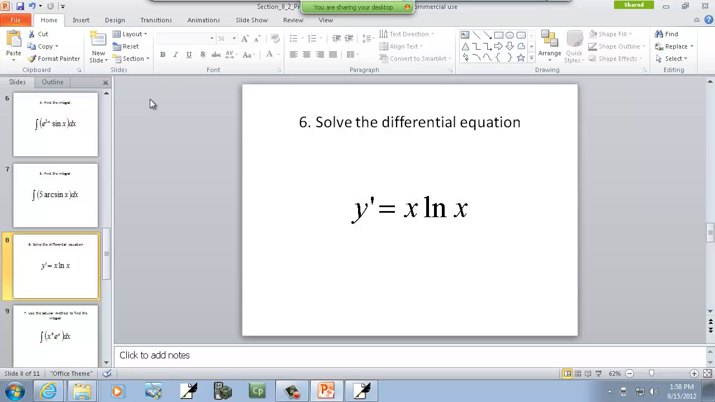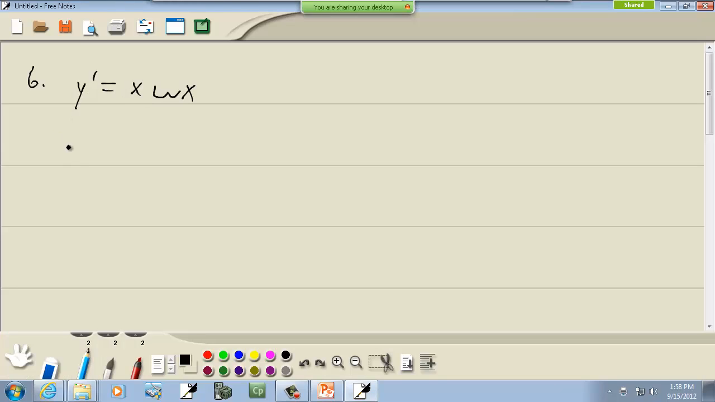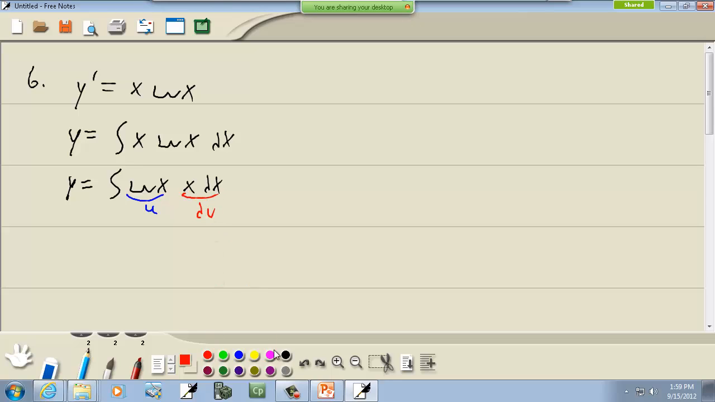This is saying solve the differential equation. So they give us the derivative. To go backwards to find out what y is, we're going to take the integral of y prime with respect to x. Well, before we said when we have natural log of x, it's best to let that be u. And that still holds true. So I'm going to rearrange it in this manner. This is going to be our u. And this will be our dv.